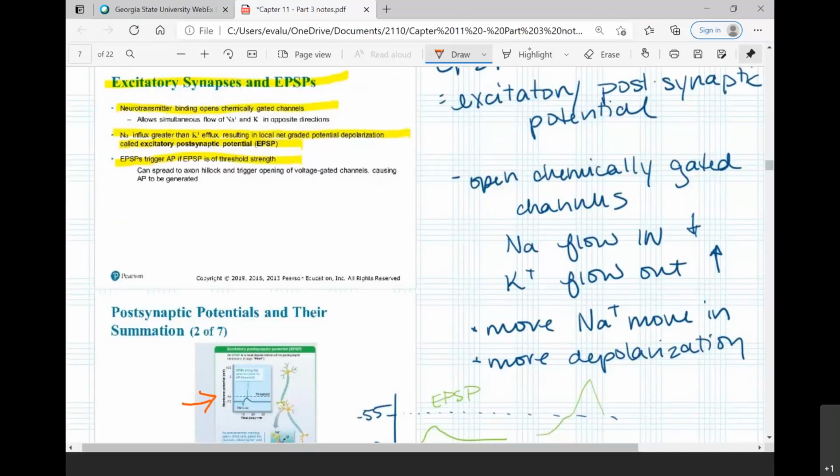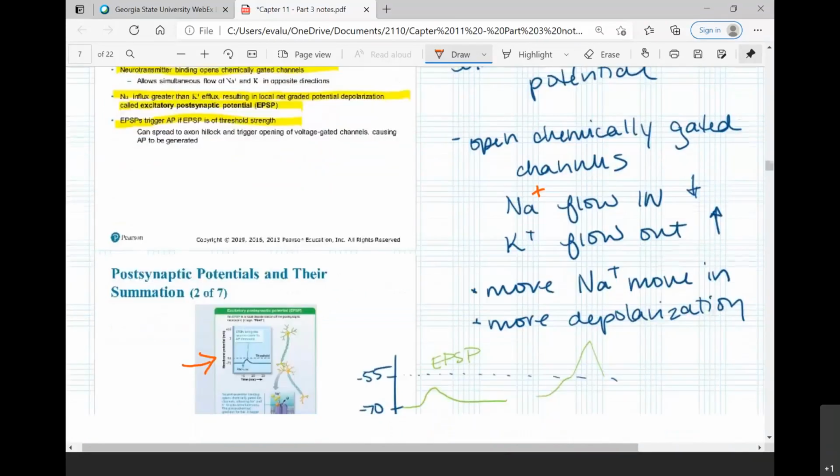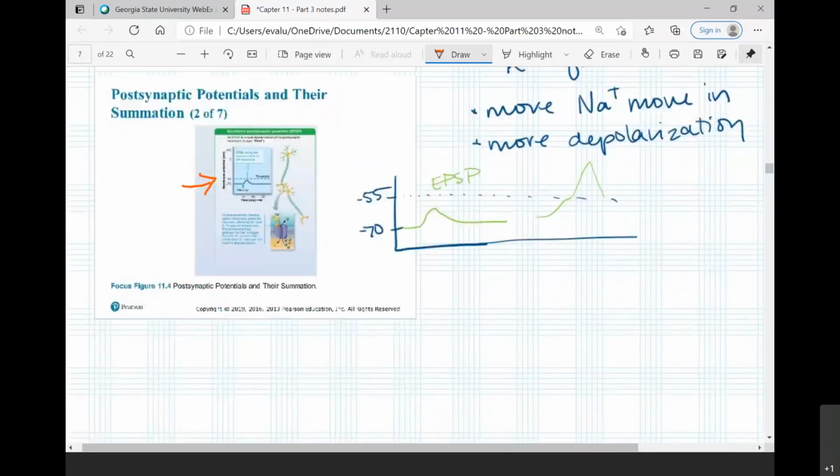You do also have potassium open, and you do have potassium flowing out. So remember, potassium and sodium are flowing in opposite directions, but it's both a positive ion. But in an EPSP case, the sodium influx is greater than the potassium. So there's more sodium moving. Therefore, you have more depolarization. Therefore, an EPSP is a change in the graph going up. It's excited, more positive or less negative, EPSP.